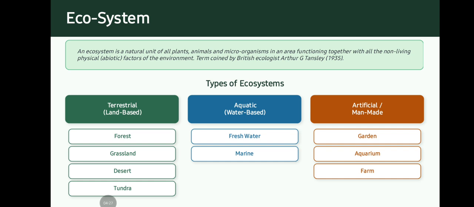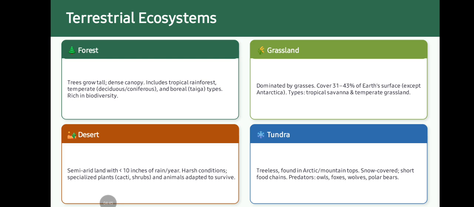Types of ecosystem. First is terrestrial, land-based: forest, grassland, desert, tundra. Aquatic, water-based, that is freshwater, marine. Artificial, that is man-made: the garden, aquarium, farm. Next we'll go through terrestrial ecosystems in detail.